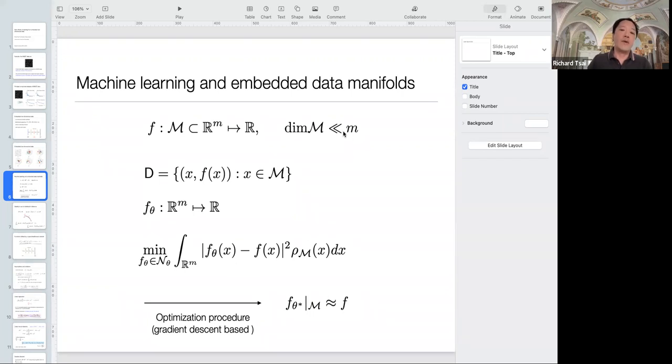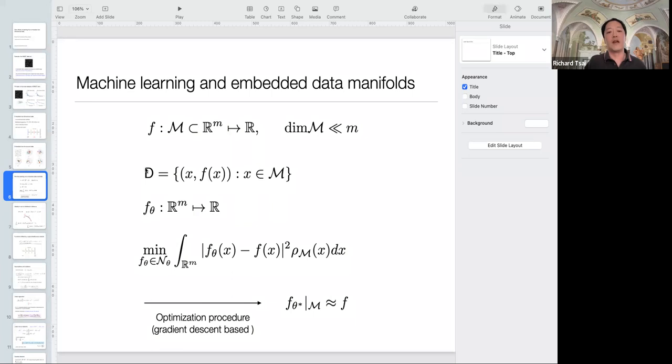So the information that you have about this function would be through what is called your data set, here denoted by D, and it's a paired data set. So for every point X, every sample point that you sample from this data manifold M, you assume that you know the value of f at that particular point. So this means that typically your data set here would be actually a finite set, right?